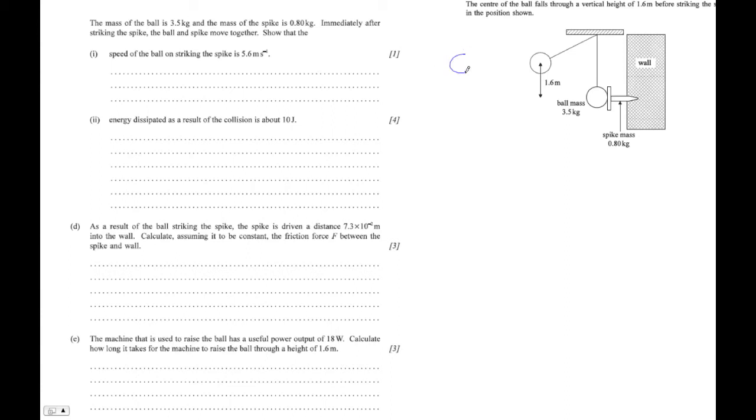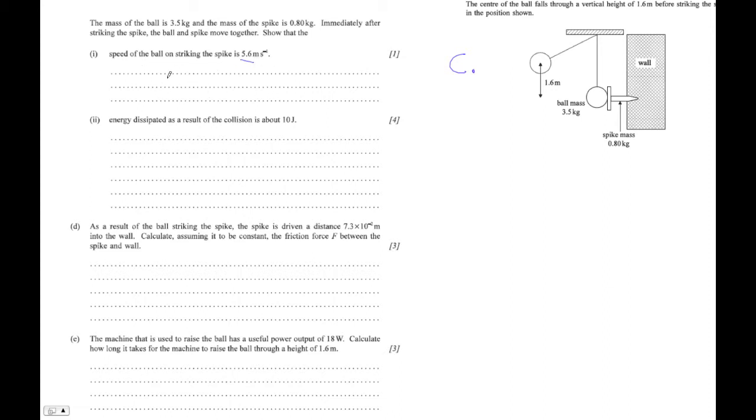Let's do part C, okay? The mass of the ball. So we get the ball and the spike, and we always do this, right? We let the ball swing down and it hits the spike. The speed of the ball on striking the spike is to show that this is 5.6 meters per second.